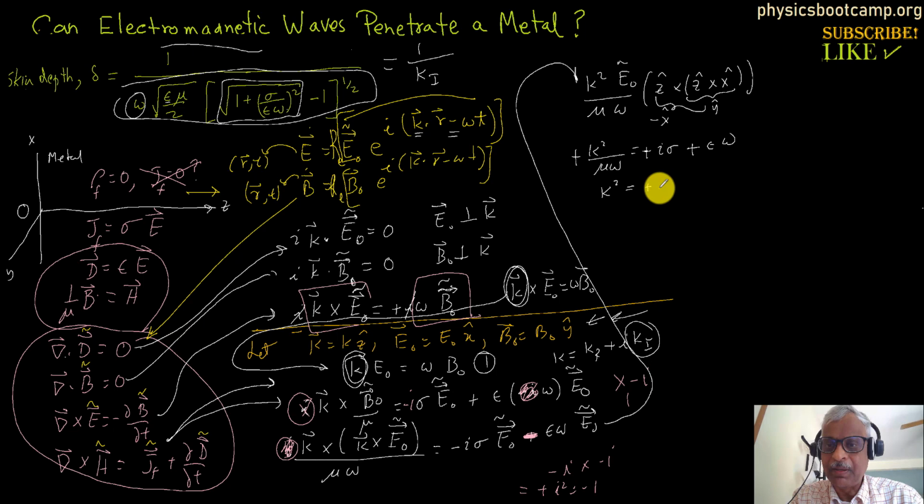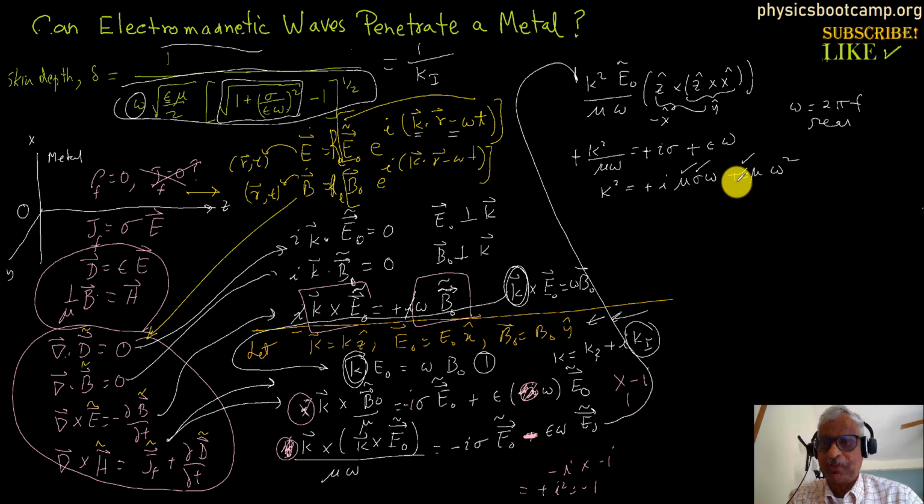plus i mu sigma omega plus epsilon mu omega squared. Okay, so omega is real. Omega is 2 pi f, which means from this we're taking this real, although this can be complex, but we're just going to take that as real. Then k is real. So this is the real part of k squared, and this is the imaginary part of k squared.